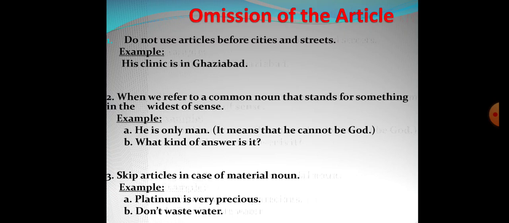Okay. We skip articles in the case of material nouns. For material nouns, we skip articles, like platinum is very precious. We never say the platinum is very precious or a platinum is very precious. Second example, don't waste water. We never say don't waste the water or save the water. We say don't waste water, save water.